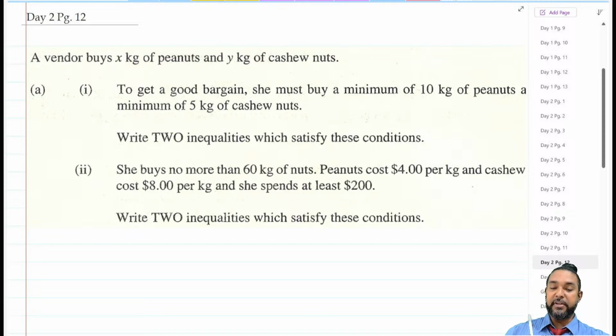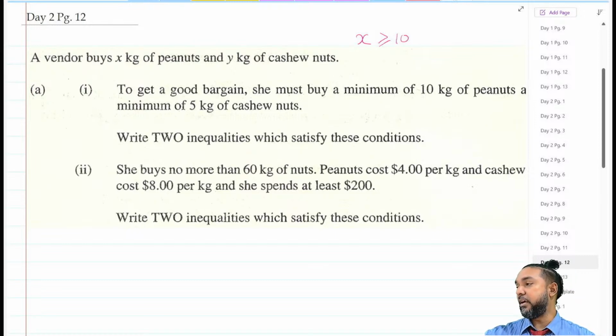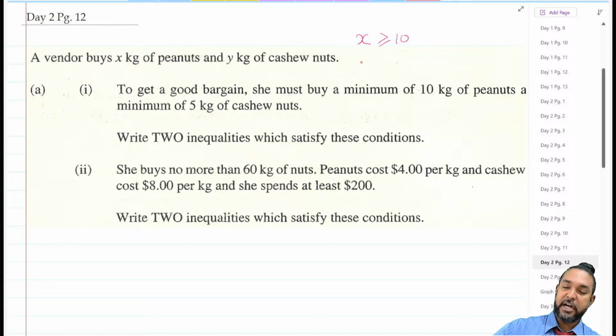All right. So a vendor buys X kilograms of peanuts and Y kilograms of cashew nuts. To get a good bargain, she must buy a minimum of 10 kilograms of peanuts. A minimum means you can't buy less than that. So peanuts is X, right? So X has to be greater than or equal to 10 kgs. And a minimum of 5 kilograms of cashew nuts, right? So cashews is Y. So that has to be greater than or equal to 5.